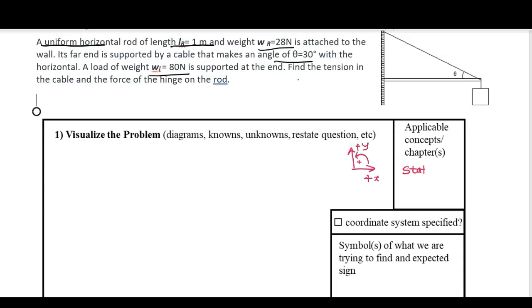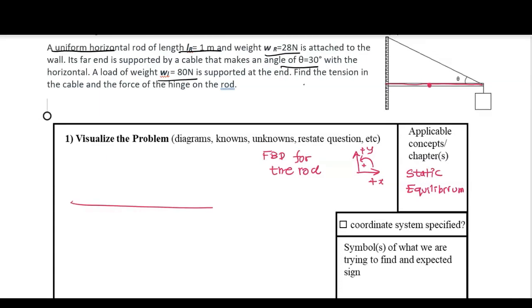So this system is at a static equilibrium. That means there's no translational motion or rotational motion in the system. So let's draw a free body diagram for the rod. The rod is uniform, so the center of mass is located at the midpoint. That is the weight of the rod, and we have the tension from the cable. It is at an angle of 30 degrees.